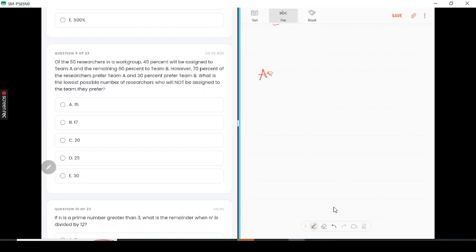And so we have assigned, we have preferred. We have A, we have B. Assigned, A is 40% of 50. 40% of 50 is 20. B is 30. Preferred, 70% of 50 is 35. 30% of 50 is 15. But notice that 20 plus 30 is 50, and 35 plus 15 is also 50. So what we are looking for is the mismatch. 35 minus 20, which is 15.